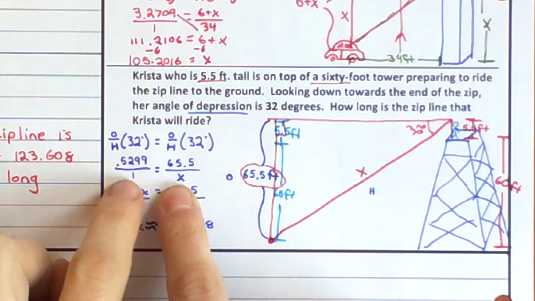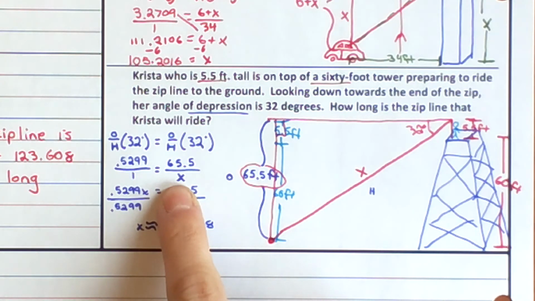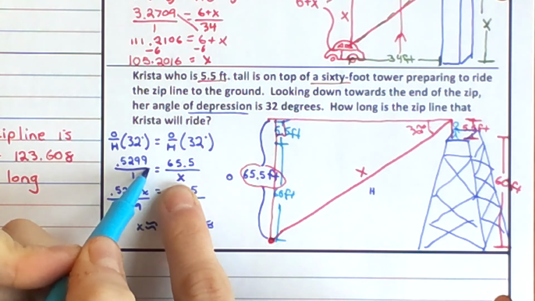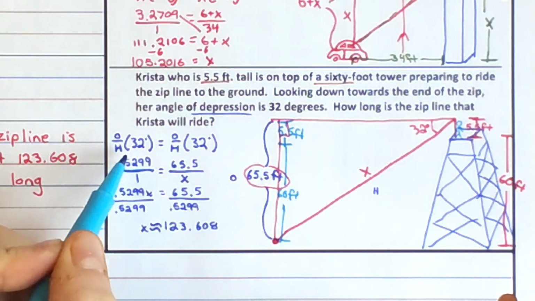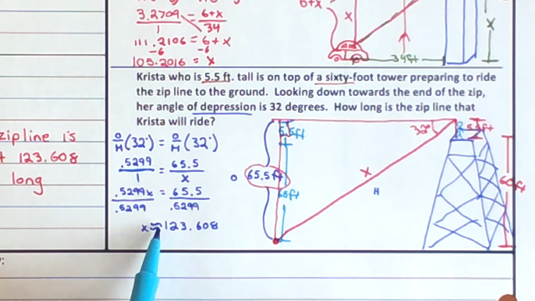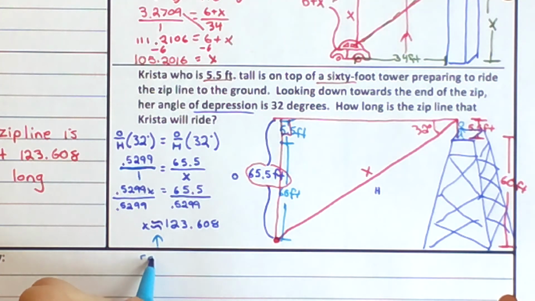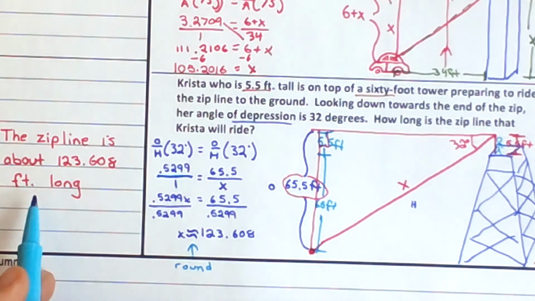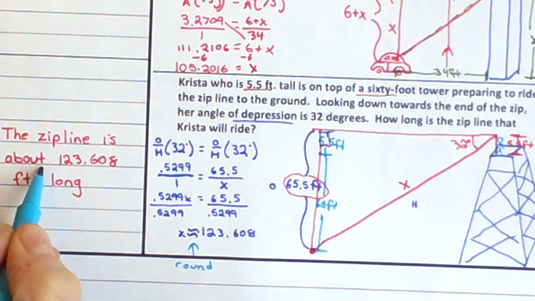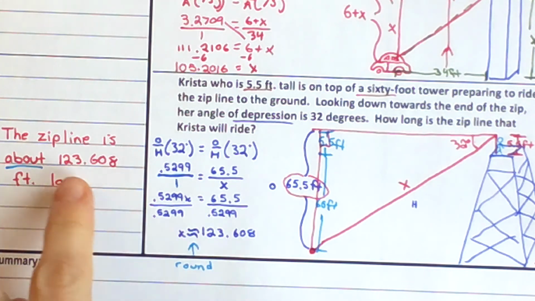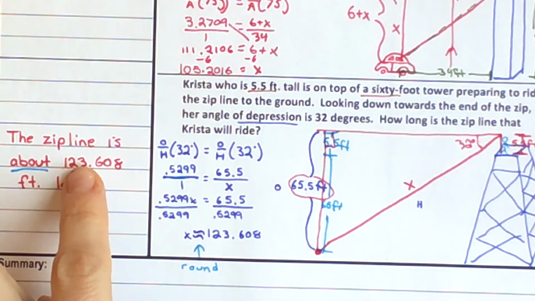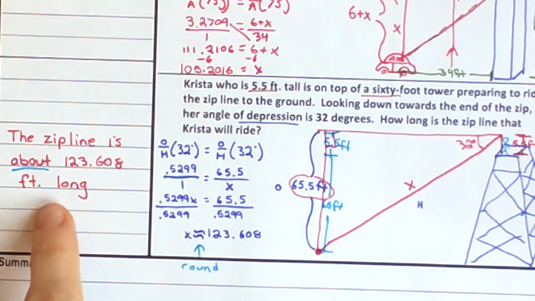And then I got this number from my table, 32 degrees for O over H is 0.5299. Always put that over 1. Cross multiply and then divide. I did have to round on this. Okay, so I had to round a little bit. And then this is my final answer. So the zip line is about, because I had to round, I have to use the word about 123.608 feet long.